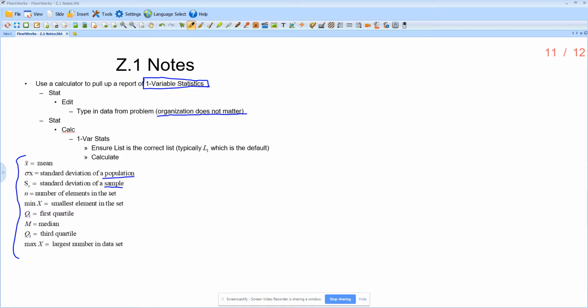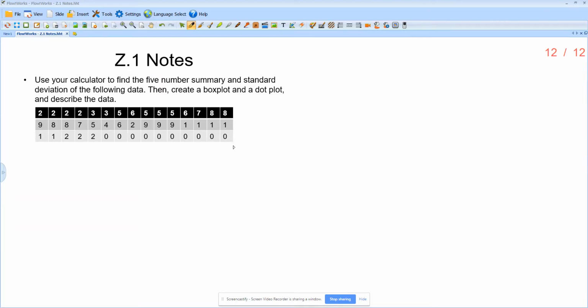n is just the number of elements in the set. Sometimes that could be helpful if you realize that you and your friend are getting different one variable statistics. If you look at n, a lot of times what happened is you forgot one of the numbers, so you're going to see that you have different n values. Min x is the smallest element in the set, minimum. Q1 is your first quartile, M is your median, Q3 is your third quartile, and then max x is the largest number in the data set. We'll go over how to do that because we're going to use that in order to do this problem.